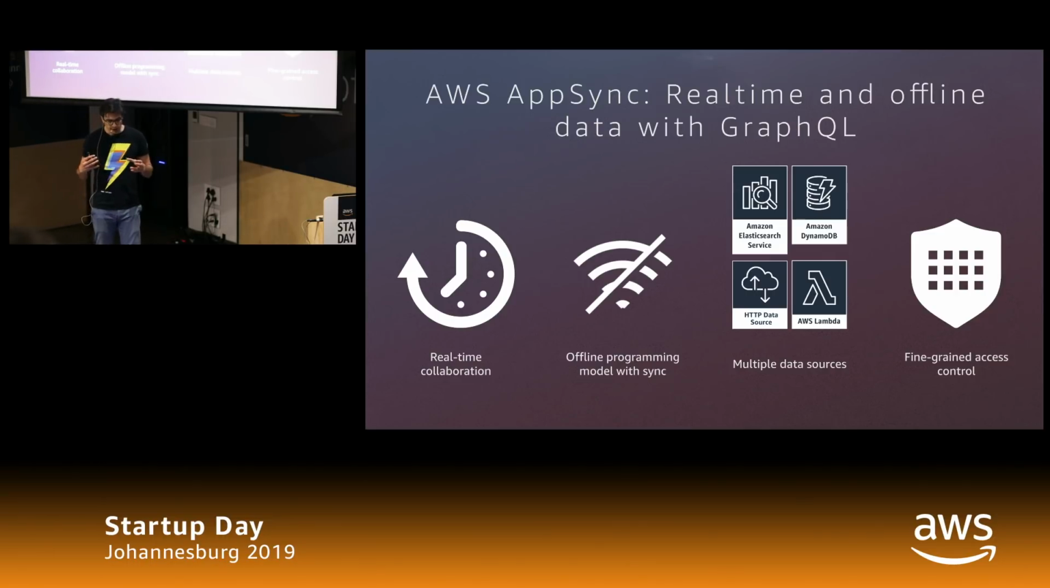So AppSync works at its best with GraphQL. They work very nicely together.